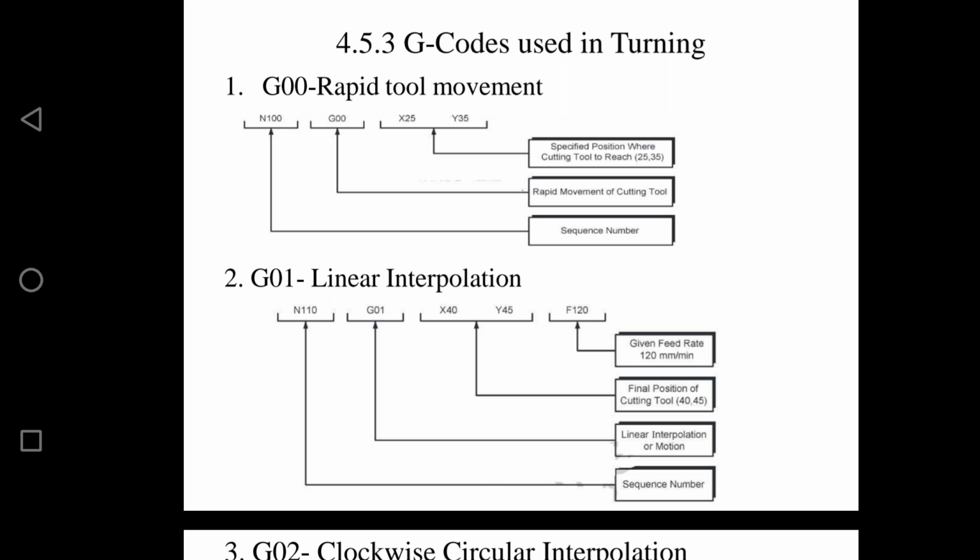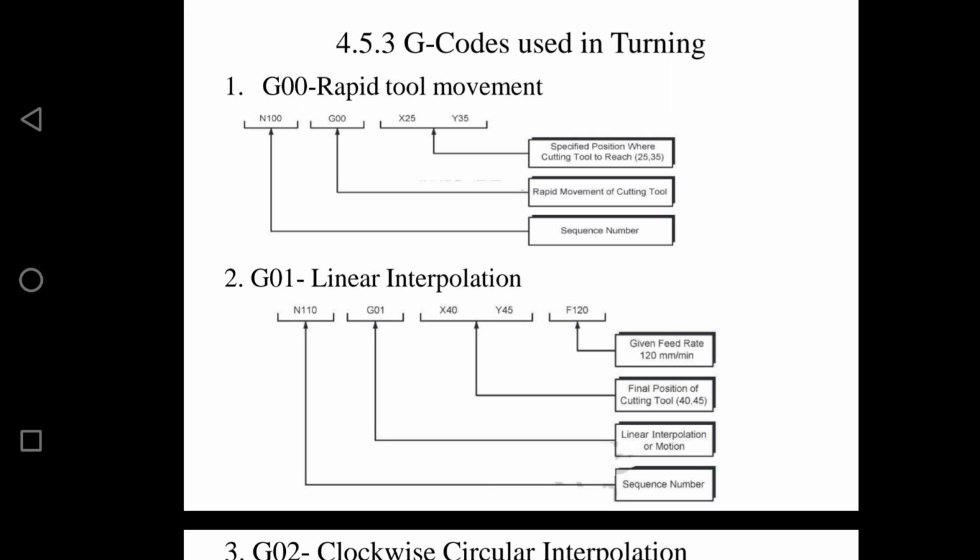The first one is G00, which indicates the rapid tool movement. This G00 is the positioning function and is used for rapid movement of the tool to the specified position. Using G00, the cutting tool can be positioned near the cutting surface in the shortest possible time.